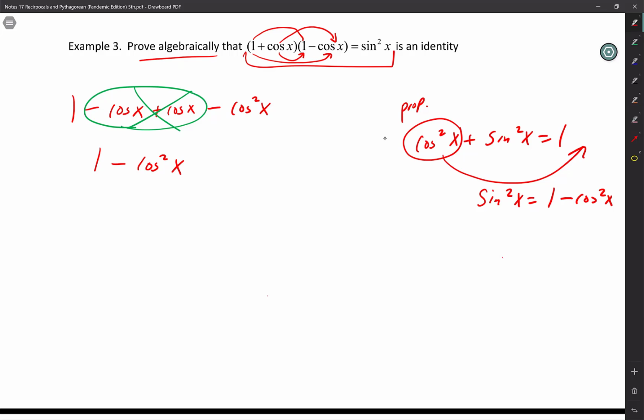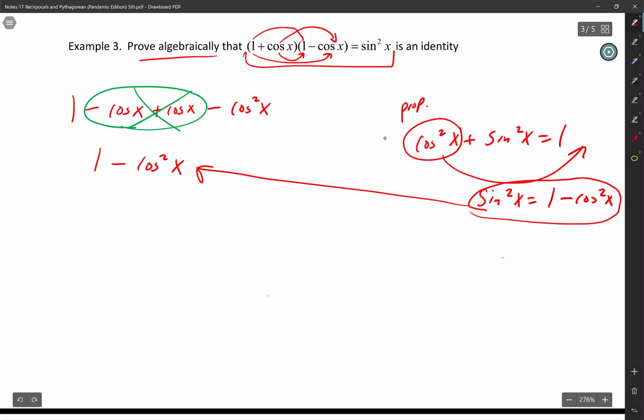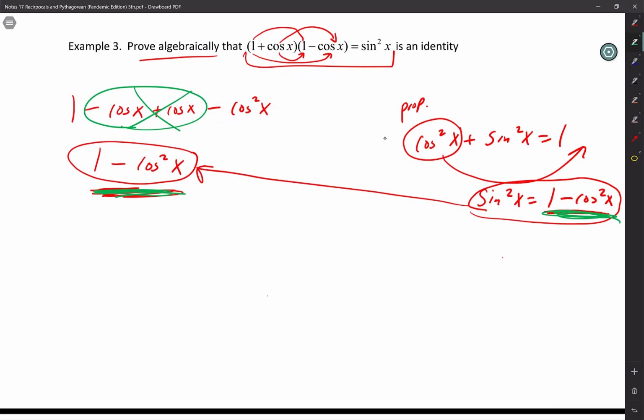I want you guys to observe that I have 1 minus cosine squared on the left-hand side. What I mean by left-hand side is this guy right here. That's 1 minus cosine squared. Well, look what I have here. That's 1 minus cosine squared. I guess I should color code it. Green, green. So what does 1 minus cosine squared equal to?